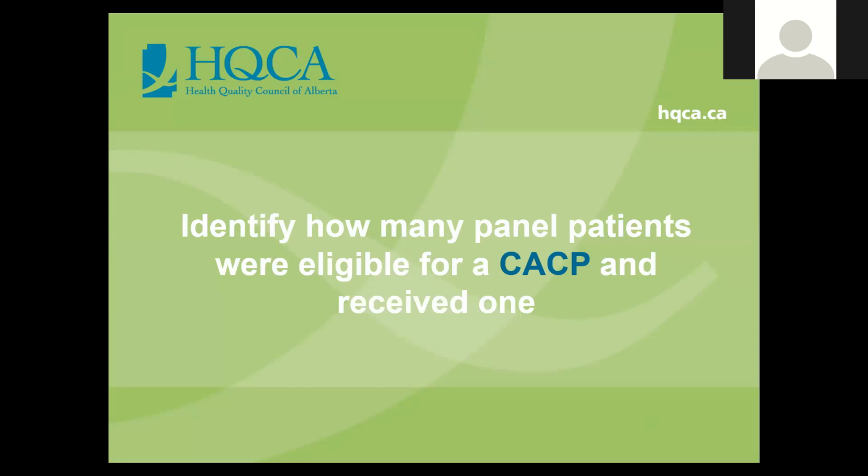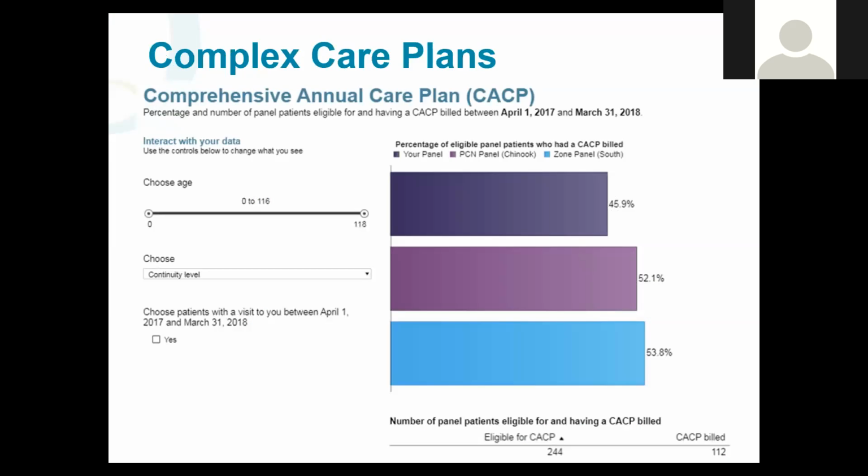We were looking at identifying how many panel patients were eligible for a comprehensive annual care plan or a complex care plan, a CCP, and received one. So again, in the report, in this example that we shared last time, 46% of the patients eligible for a complex care plan received one in the last year of data. Now, Sandy, I know you've been doing lots of work in this area at your PCN, so I'm really interested to hear what you have to say around complex care plans.